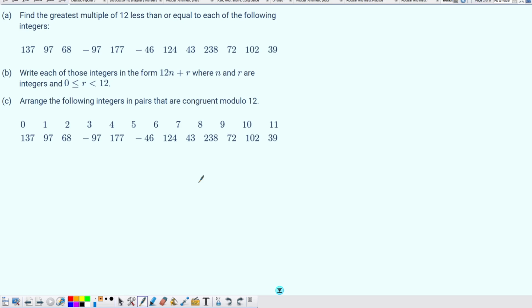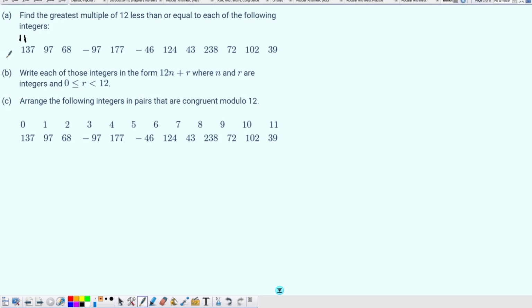But the greatest one. So, for instance, 137. Well, 11 times 12 is 132. But if I were to do 12 times 12, that would be 144. That would be too great of a number to use. So I would have to use 11. 11 times 12 gets me about to 137.